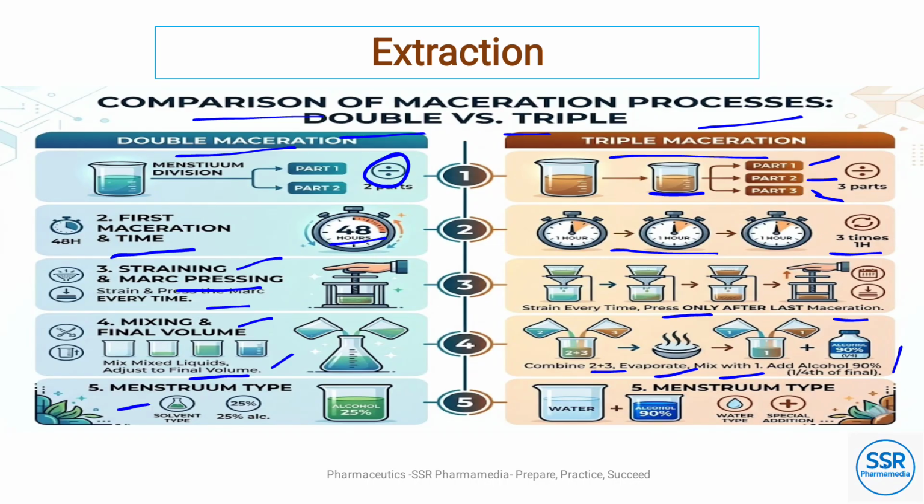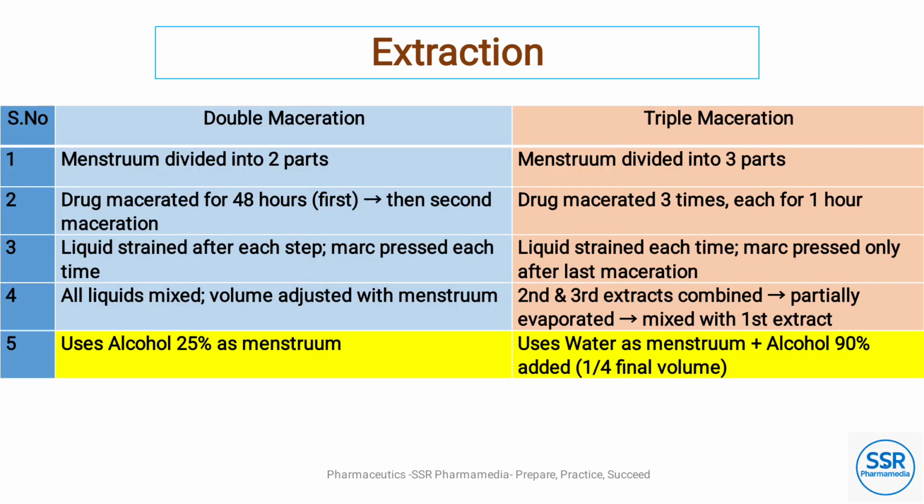Next is the menstruum type, the solvent type. Here 25% alcohol is used. In triple maceration, the menstruum type is water plus 90% alcohol, so water type, and special additions. This is the comparison between the double maceration and triple maceration process.